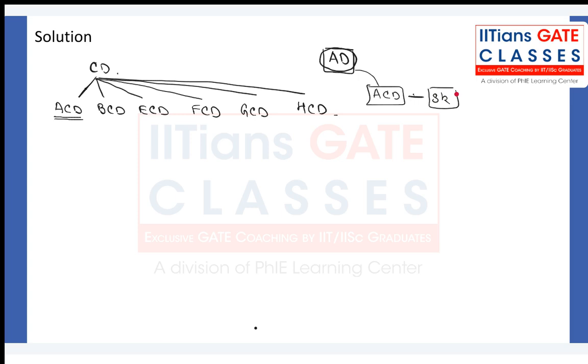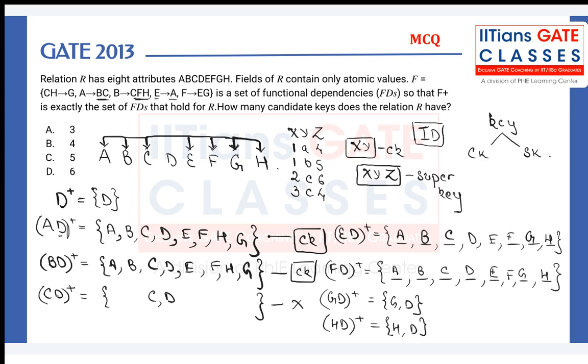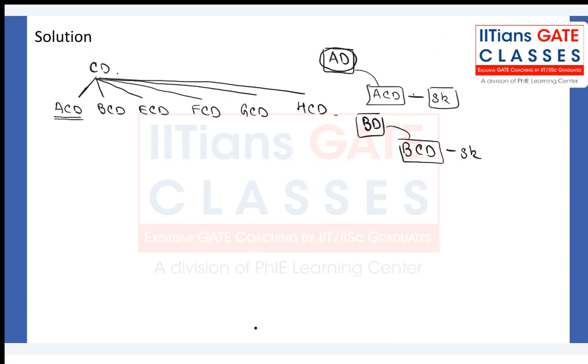Similarly, if you claim BD is a candidate key, can BCD be a candidate key? No, because you can remove the attribute C and still get a candidate key. So even this becomes a super key. ECD, is it a super key? See, ED is one of the candidate keys. So ECD has more attributes, right? Even after ED, you get ECD. So even ECD, I will not consider.